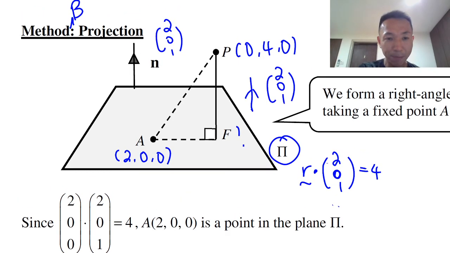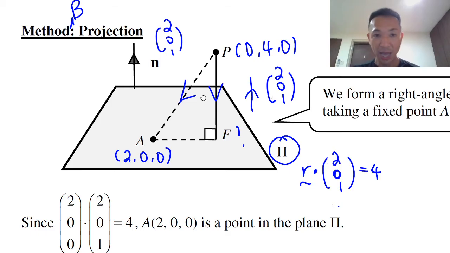Now, if I project the vector PA onto this vector (2, 0, 1), I will get PF. I repeat one more time. If I take this vector PA and project onto this vector (2, 0, 1), I will get PF. Now, it needn't matter whether this (2, 0, 1) is pointing upwards or downwards. Again, I do not know whether it is upwards or downwards. Do you know? I don't know.